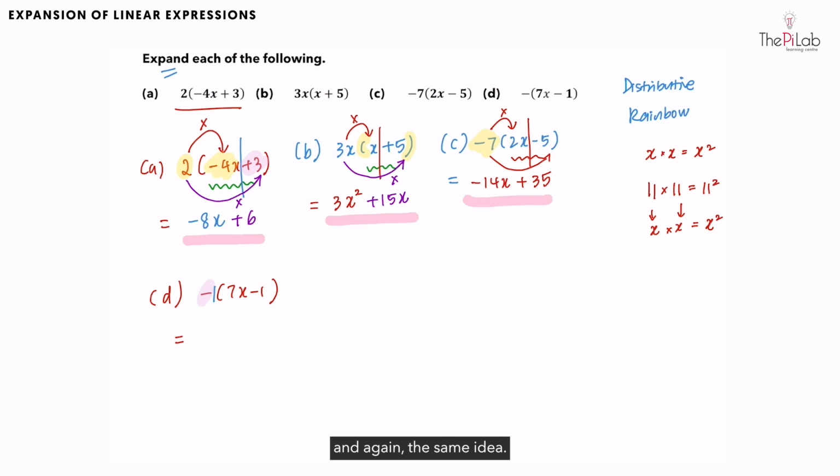And again, the same idea. Whatever is inside the bracket, 7x and negative 1, we're going to multiply. So negative 1 times 7x is negative 7x. Negative 1 times negative 1 should give me plus 1.